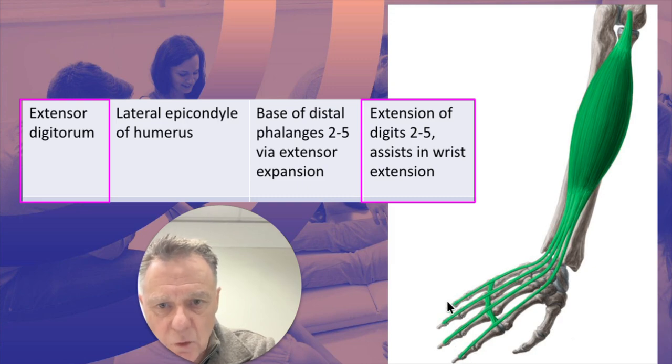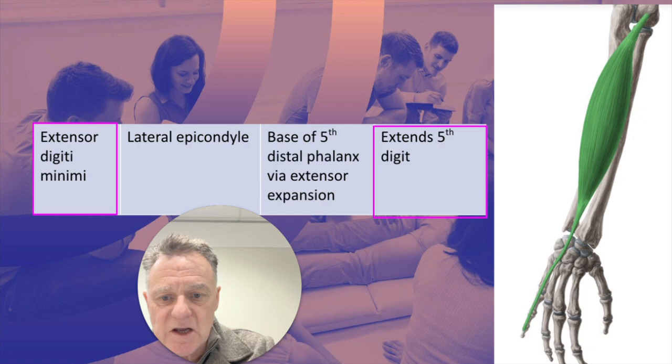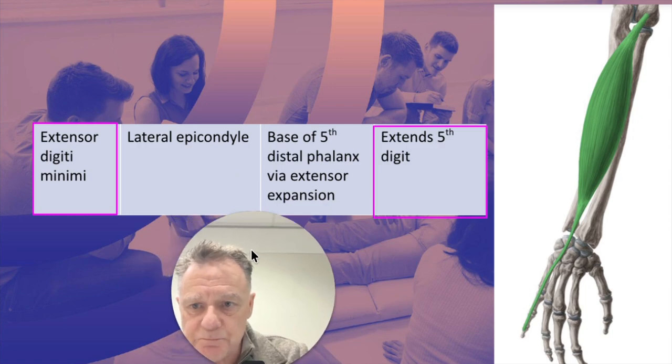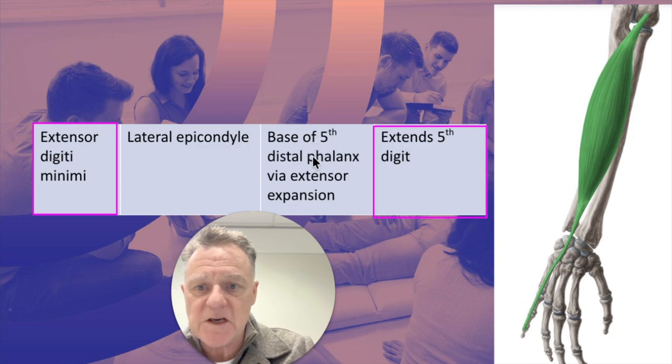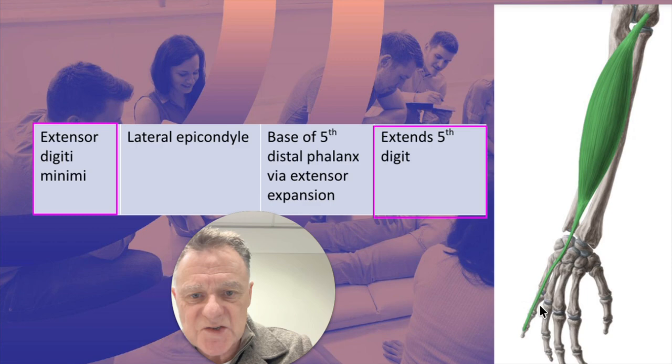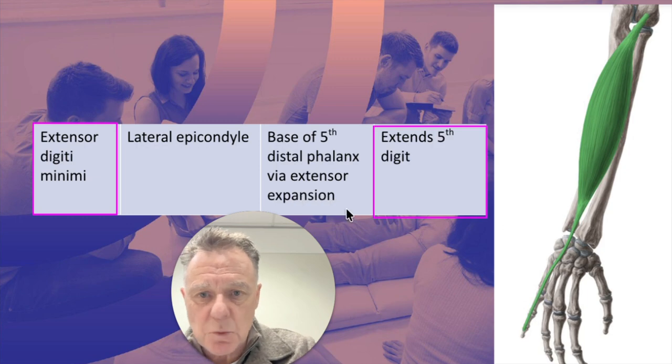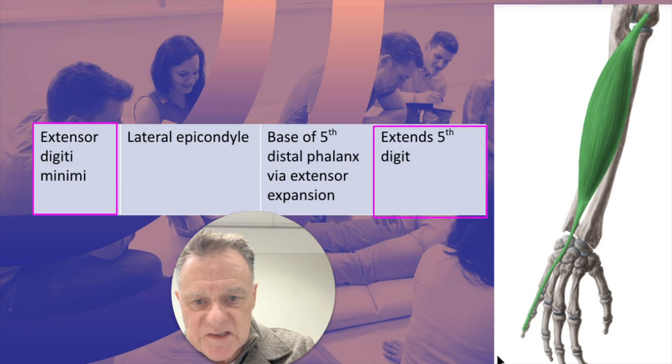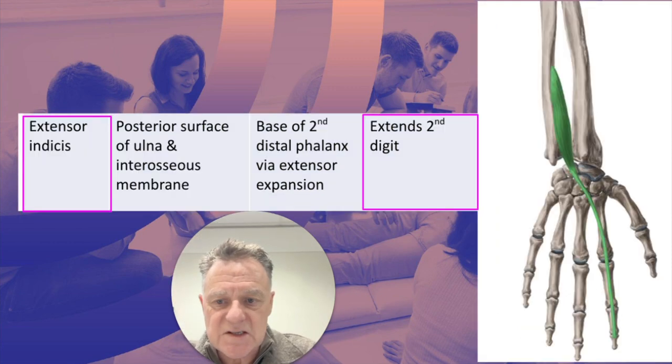So 2, 3, 4, and 5. Extends the digits of 2 to 5 and also assists in wrist extension as well. Extensor digiti minimi is as it sounds, into the minimi, the small finger, so lateral epicondyle of the humerus, the base of the fifth distal phalanx via the extensor expansion. This is also a fascial sheath as well, but because it goes into the base of the distal phalanx of the fifth, it's going to extend the fifth digit. And again, because it crosses the wrist, it'll be a weak wrist extensor as well.